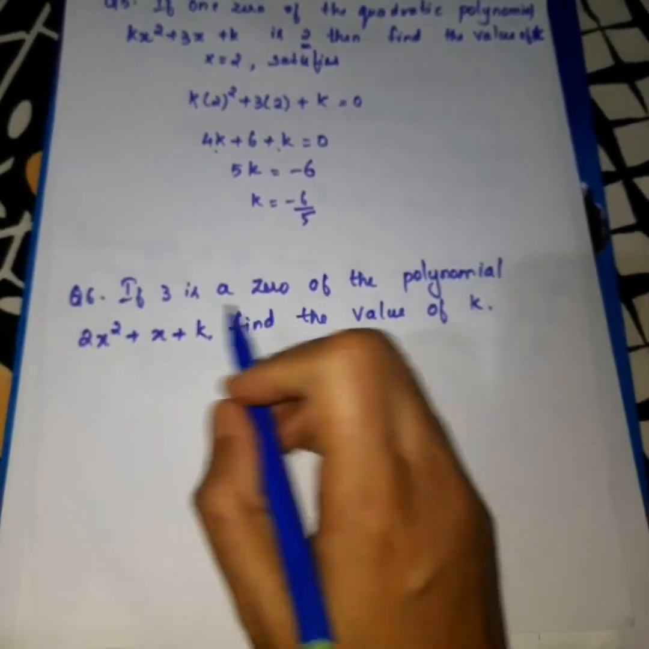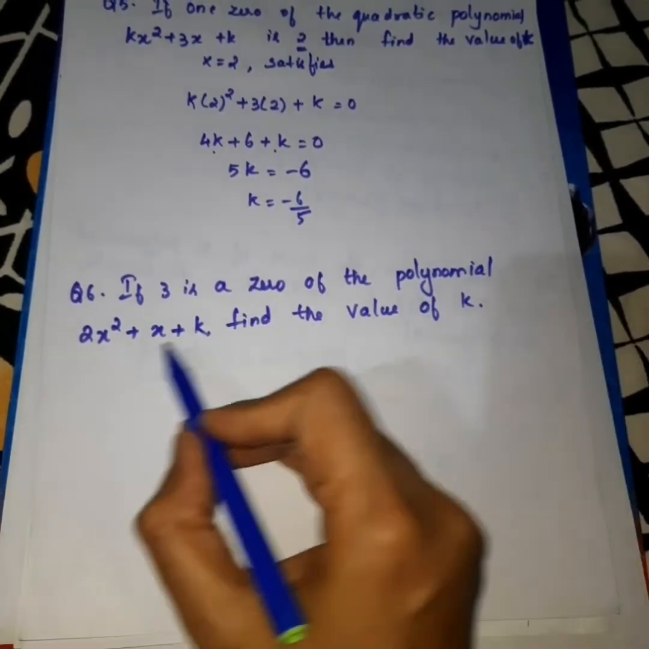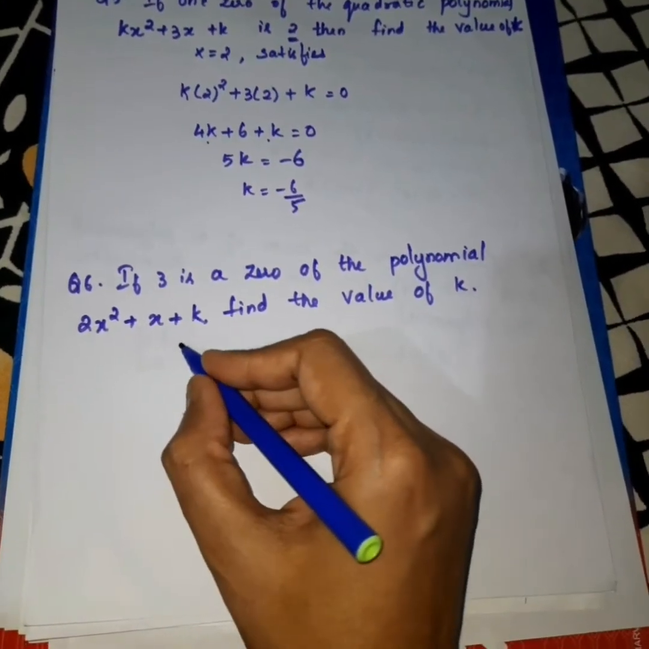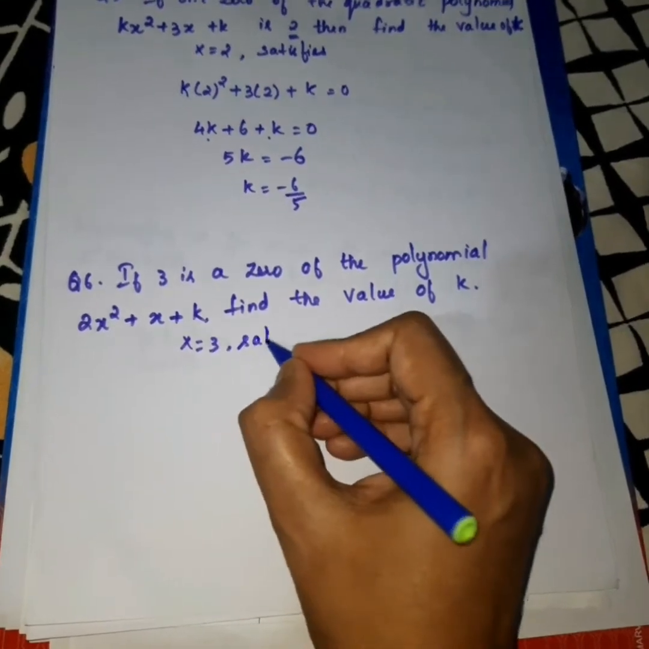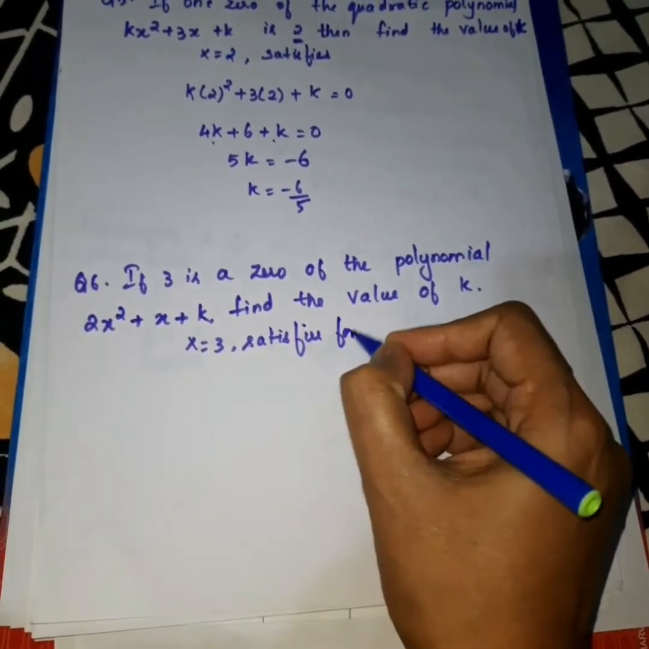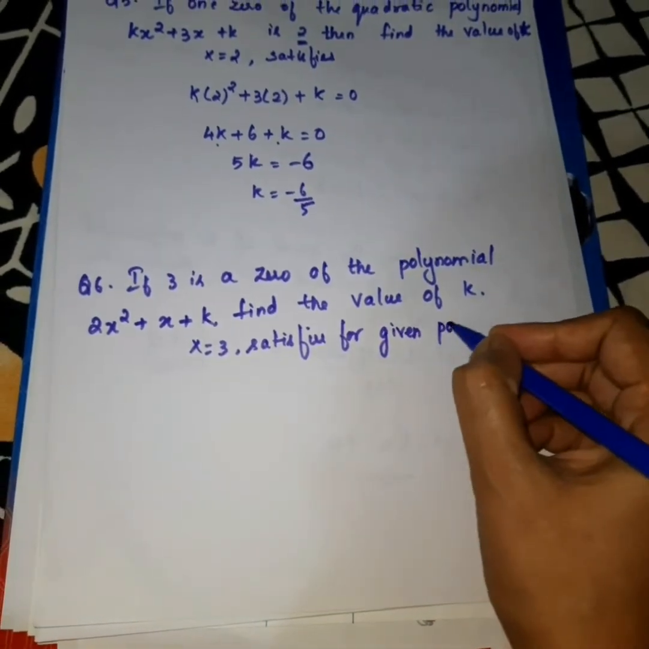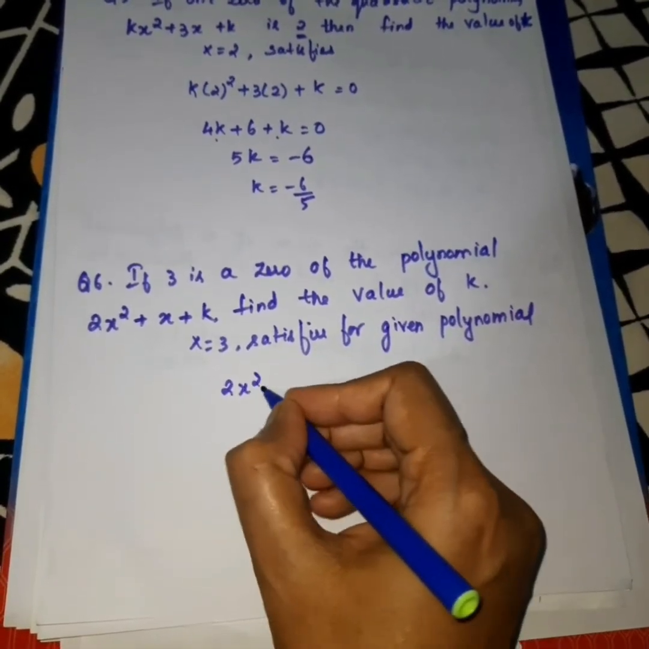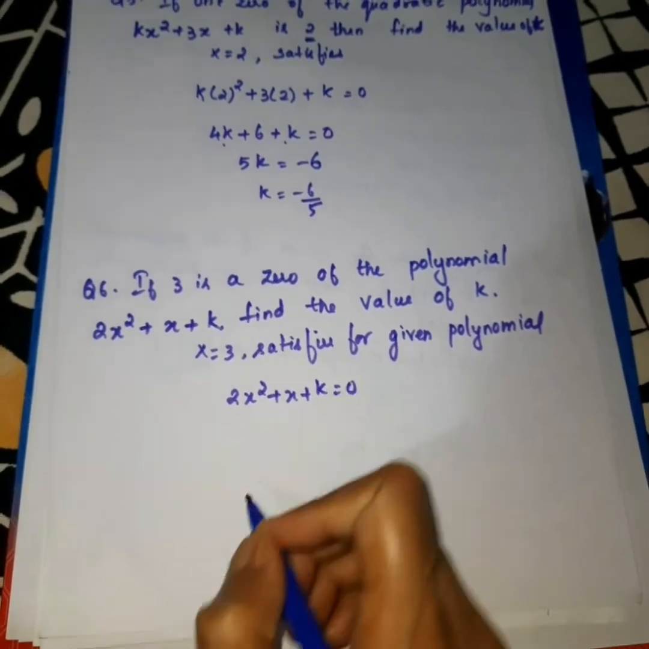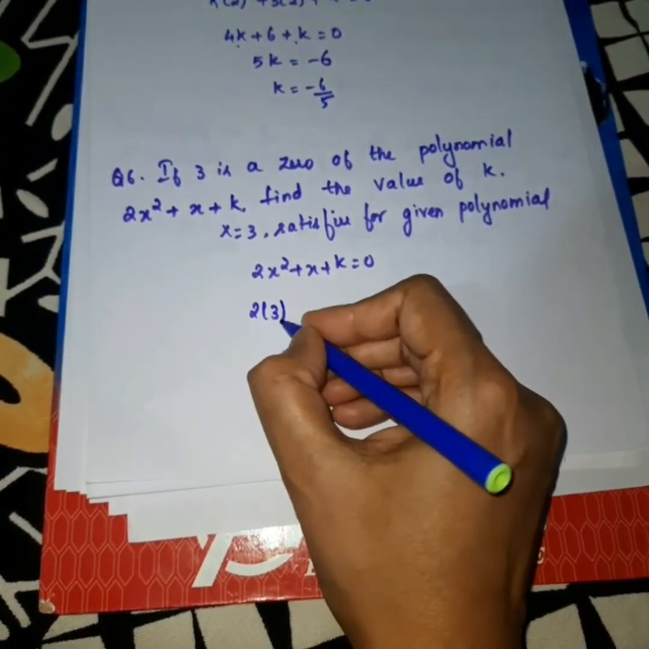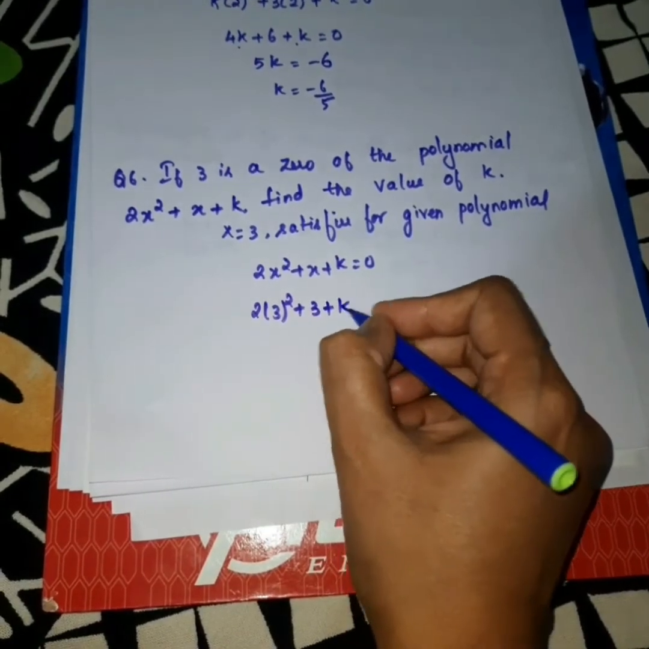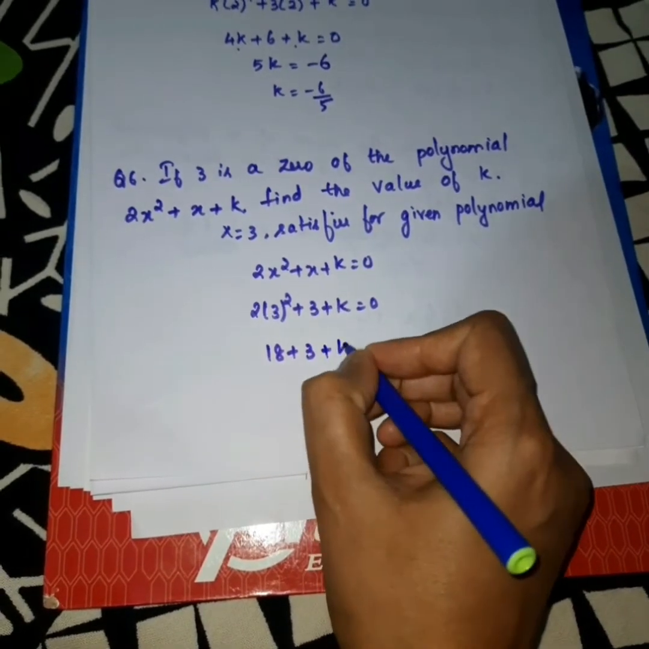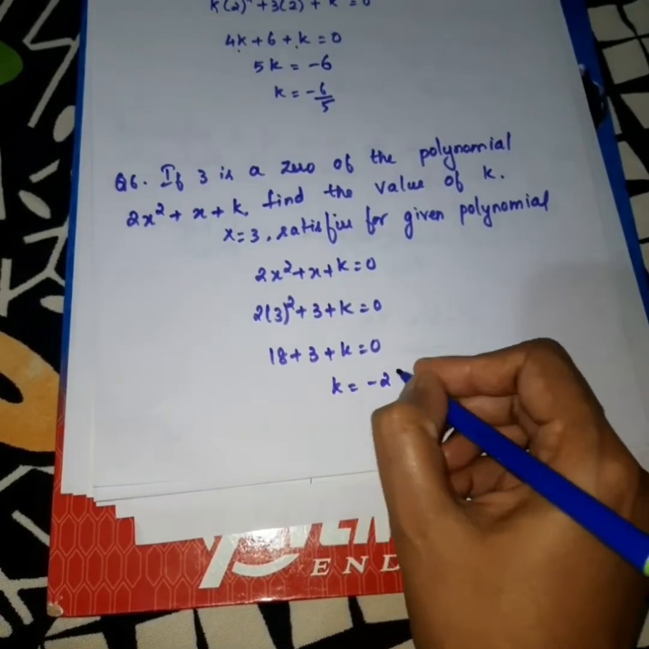Next, question 6. If 3 is the zero of the polynomial 2x squared plus x plus k, find the value of k. In the same way, 3 is one of the zeros, that means x equals 3. By substituting this value in the given polynomial 2x squared plus x plus k, we can get the value of k. Very similar to question 5. So 2x squared plus x plus k equals 0. So 2 into 3 squared plus 3 plus k equals 0. That's 2 into 9 is 18, 18 plus 3 is 21. And if it goes to the other side, it becomes minus 21.